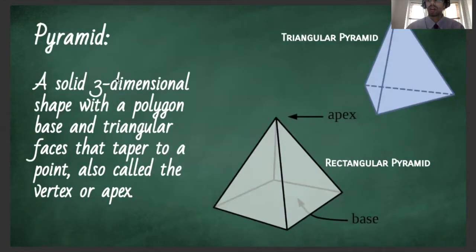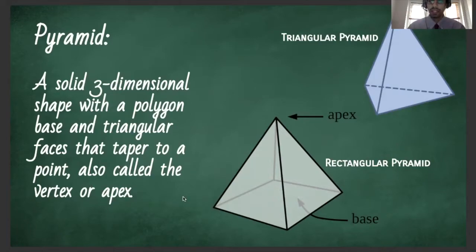So let's start by grounding ourselves in terms of understanding what a pyramid is, because the language is going to be pretty important here, okay? So a pyramid is a solid three-dimensional shape with a polygon base and triangular faces that taper to a point, also called the vertex. Sometimes it's called the apex, okay?